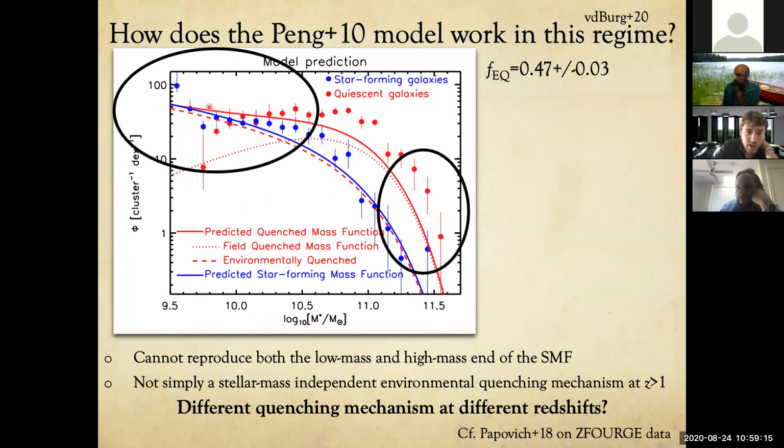So the question is, how can we reproduce the data points, both in the low-mass end and the high-mass end, with a quenching model? So that does not work. You cannot reproduce both the low-mass and the high-mass end of the stellar mass function by such a simple quenching model by Peng. So there clearly is a different quenching mechanism at play at different redshift.